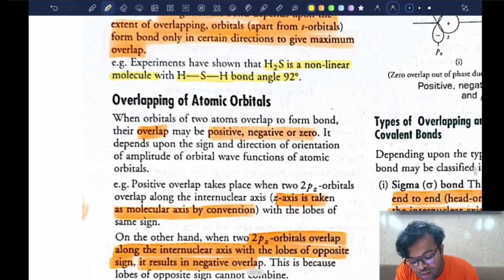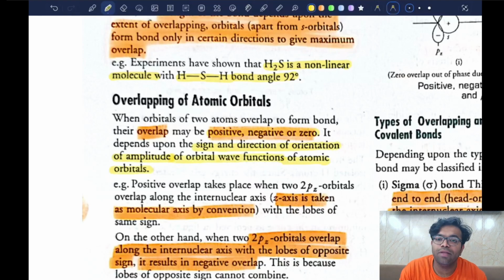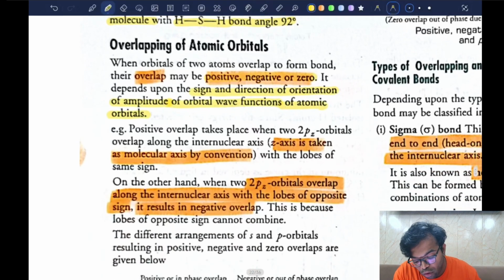When orbitals of two atoms overlap to form a bond, this overlap may be positive, negative, or zero. It depends upon the sign and the direction of orientation of the amplitude of the orbital wave function of the atomic orbital. Now we know that the atomic orbital is based on the wave function of the electron around the nucleus of an atom. The wave function represents the path the electron will take inside the atom. So now we have to discuss what a positive overlap, a zero overlap, and a negative overlap actually mean.